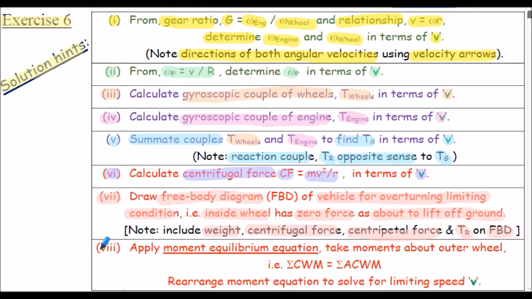Finally, step 8, we're going to apply the moment equilibrium equation to our free body diagram. We're going to take moments about the outer wheel and apply the equilibrium equation. Summation of the clockwise moments must equal summation of the anti-clockwise moments. And we'll simply then rearrange the moment equation to solve for the limiting speed, V. So that's a generic outline of the solution process.